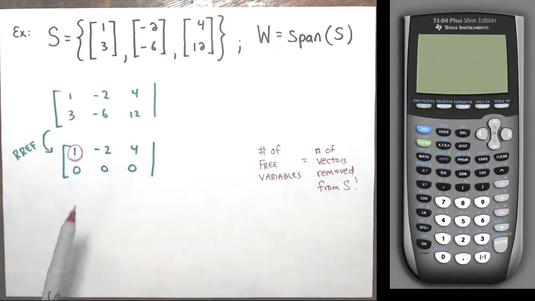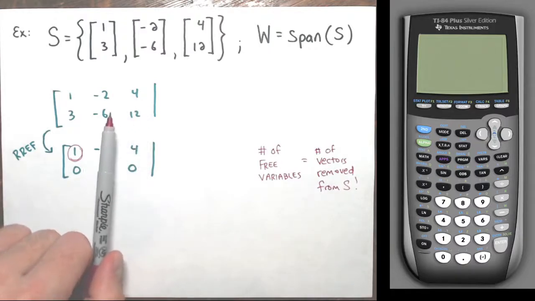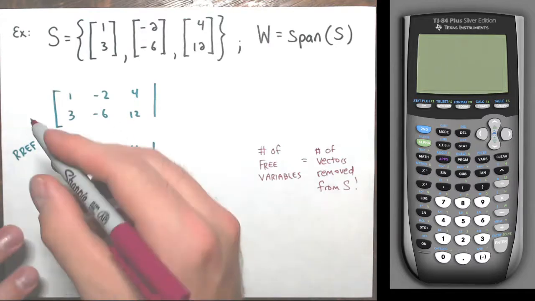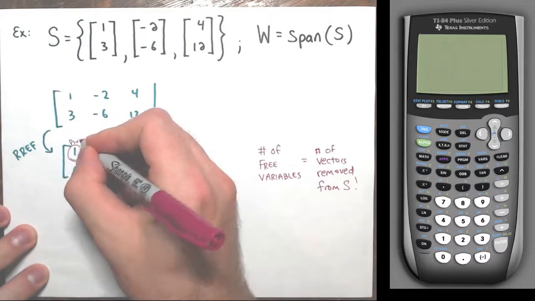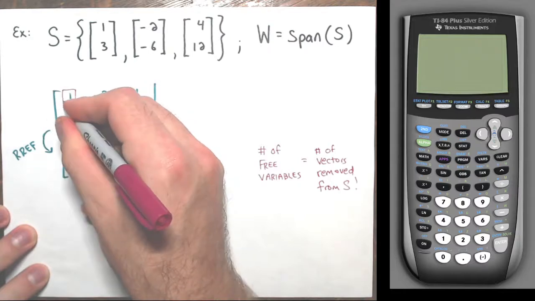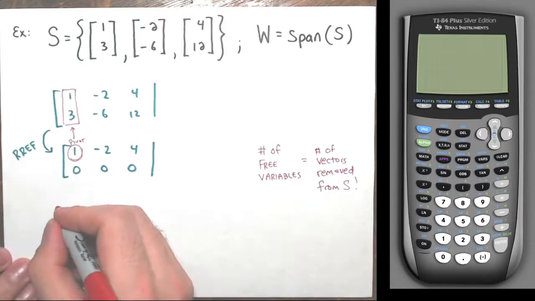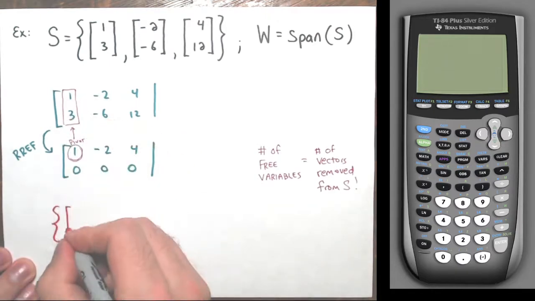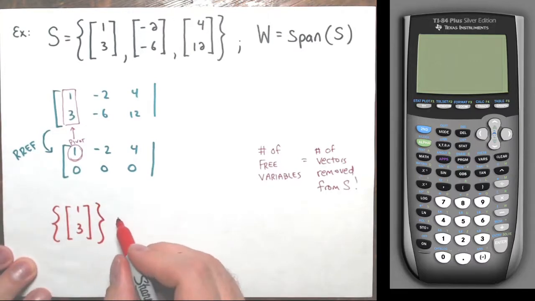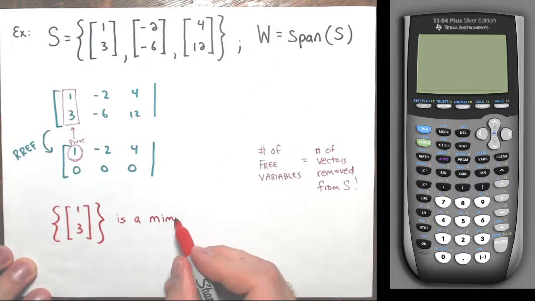Right. And in fact, the non-pivot columns will correspond to the vectors that you remove to get a minimal spanning set. But here's a pivot column, right? Pivot 1, and that's the first column, so that corresponds to this first vector from S. All right. So what we've got here is the set with just the vector (1, 3) is a minimal spanning set for W. It's that simple. Minimal.